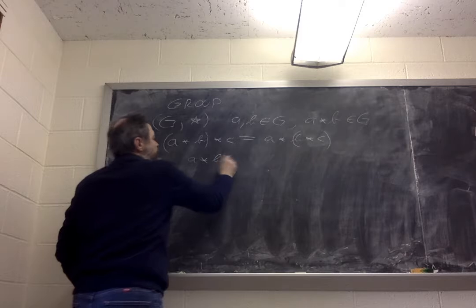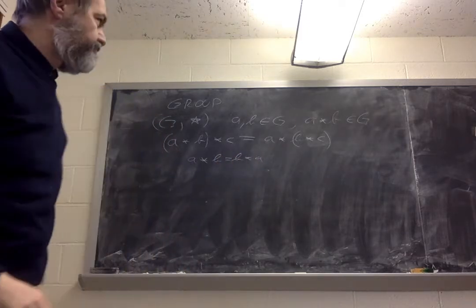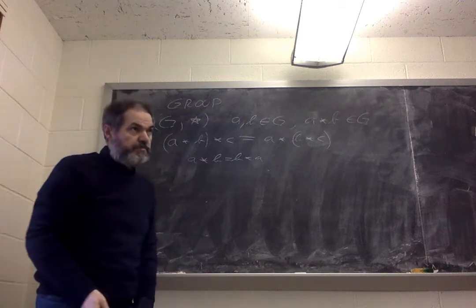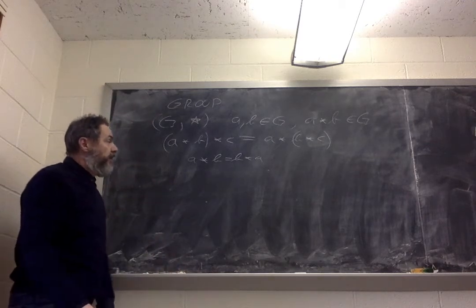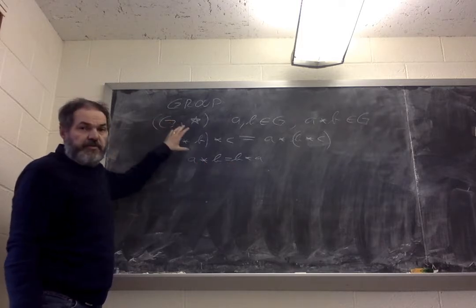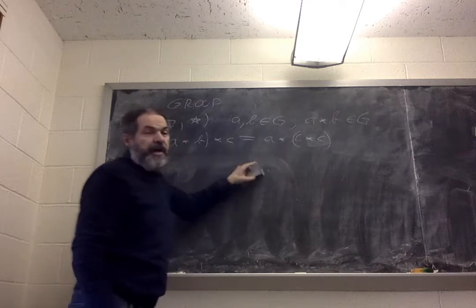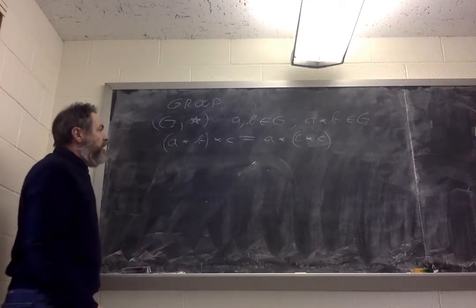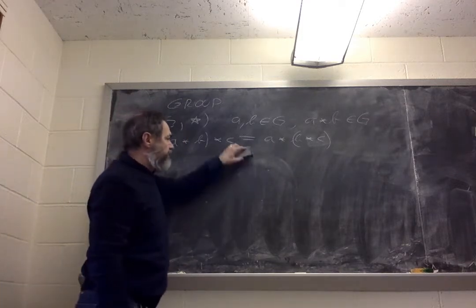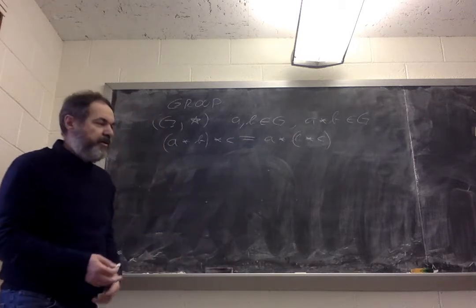A star B is equal to B star A. Because there are so many algebraic structures where this doesn't hold, but associativity does. So this is a more basic axiom. Okay. And then we require to have one element that acts like a zero, how zero acts with respect to addition.